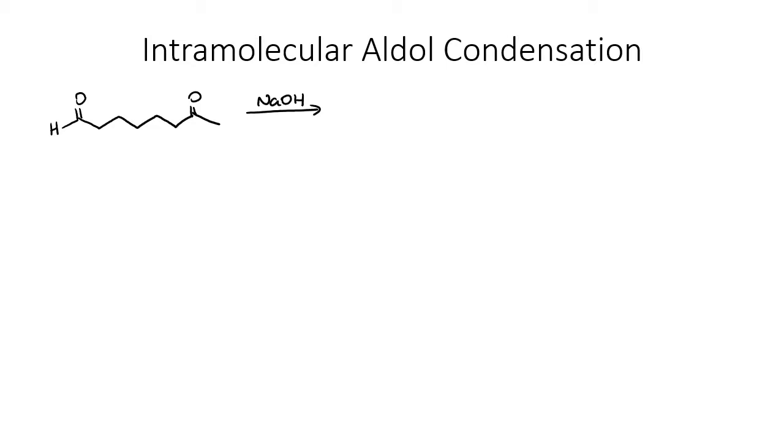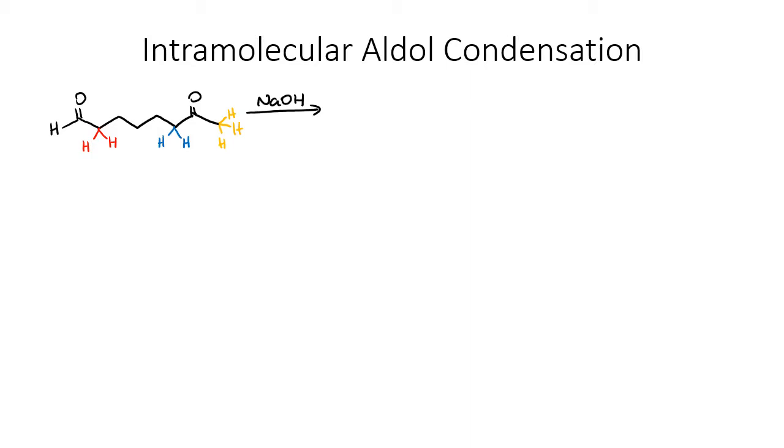Now we know that the sodium hydroxide will remove the alpha hydrogens to form an enolate. So with all intramolecular aldol condensations, you want to consider every possible alpha hydrogen that can be removed. So we have two alpha hydrogens for our aldehyde, which I'll label in red. We have a set of two for our ketone, which I'll label in blue. And then we also have another set of three that I'll label in orange.